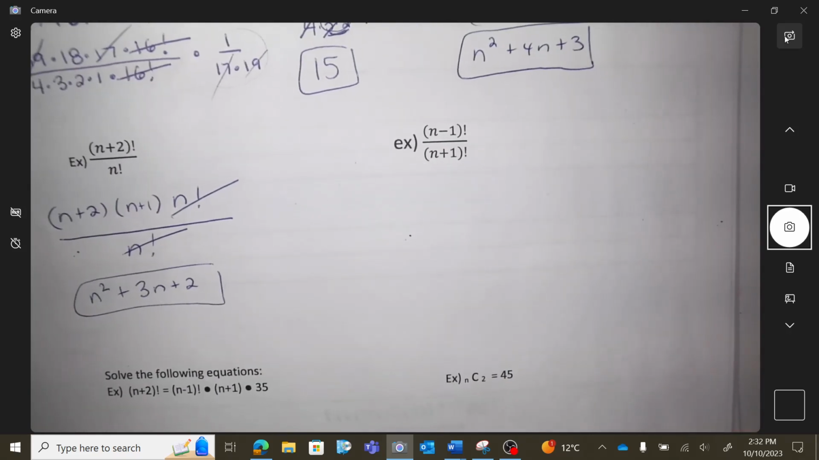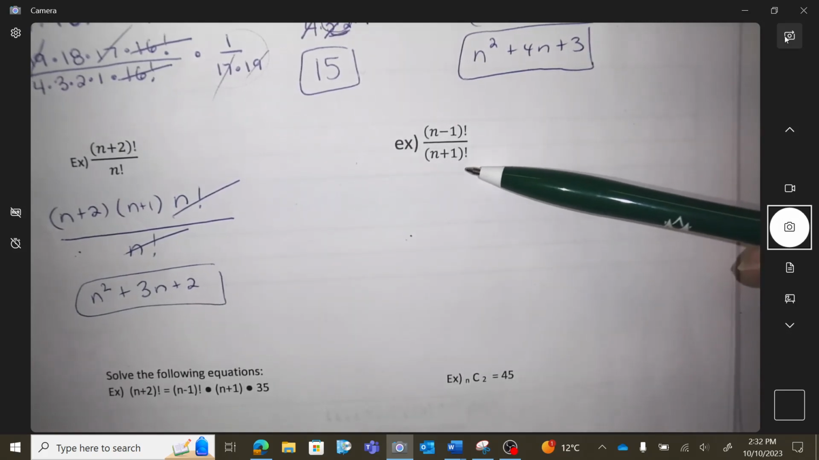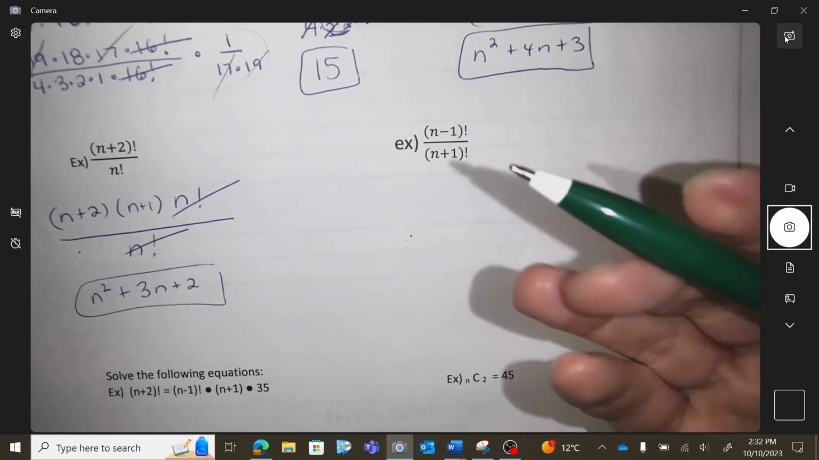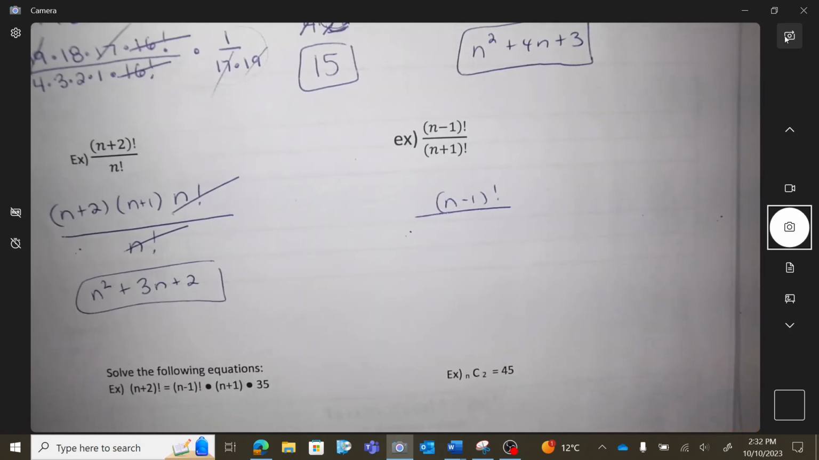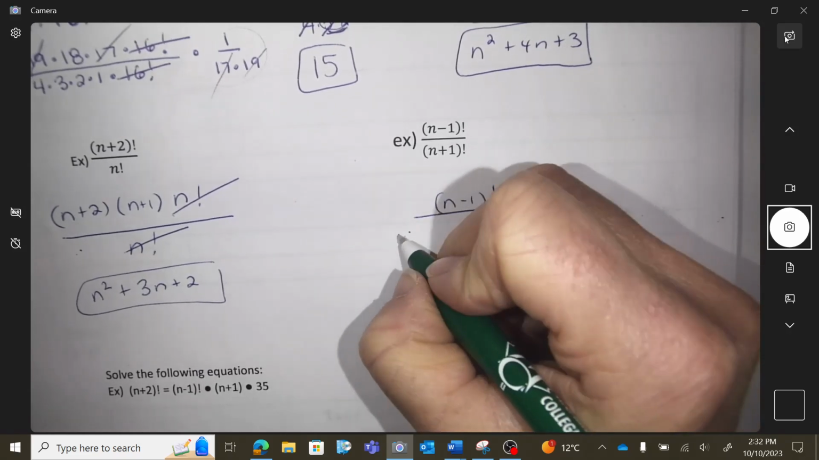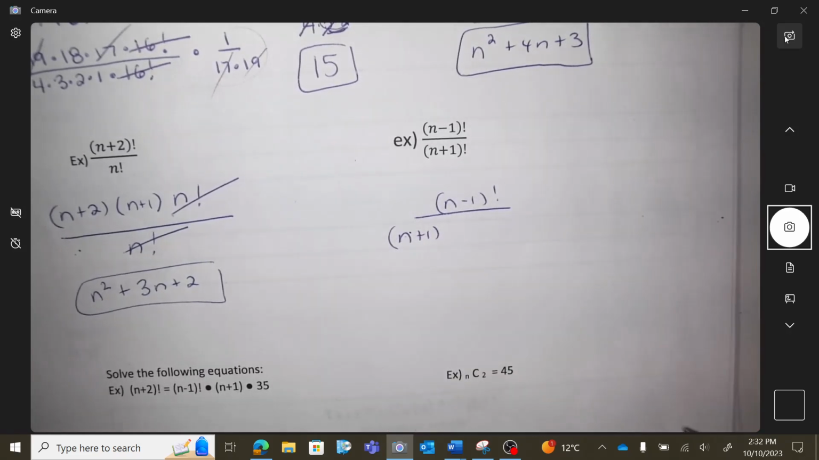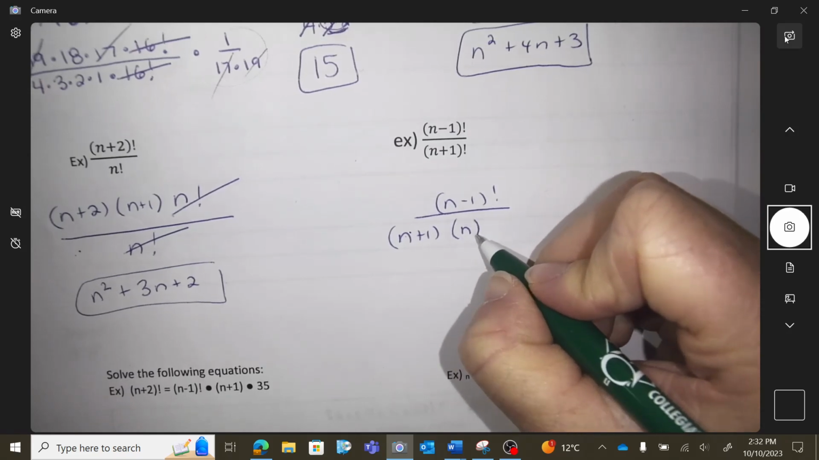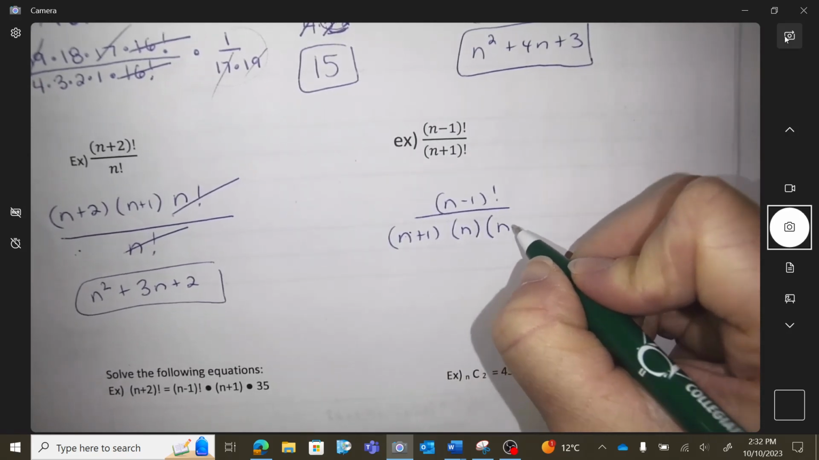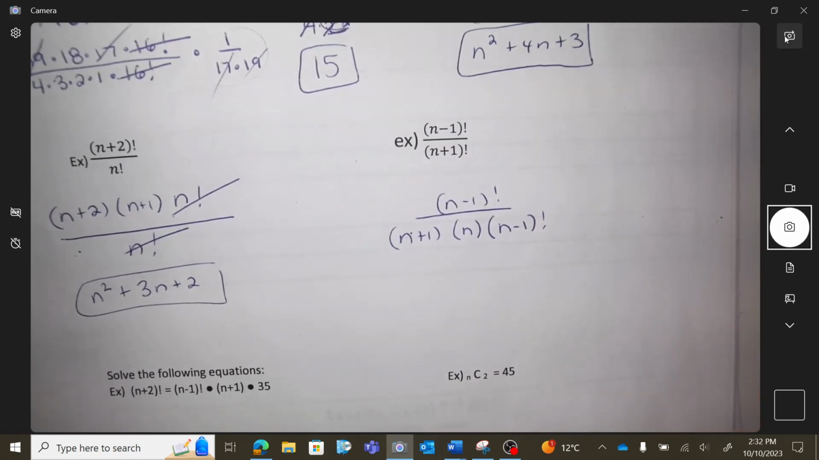Okay, the next one. You have 2 factorials. Which one is bigger? N plus 1 is a larger number, right? So I'm going to start there. I can actually just rewrite the top. Okay, so n plus 1. If you go down 1 from that, you are at n. If you go down from that, you're at n minus 1.